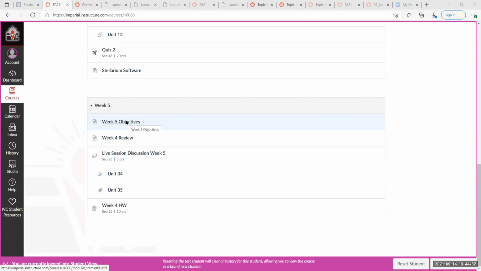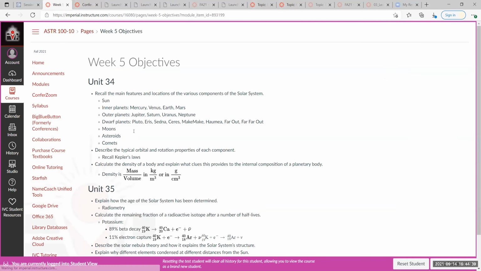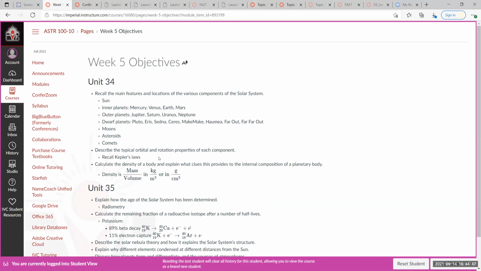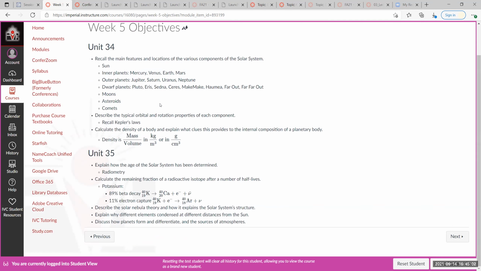So week 5 objectives are in here, okay? These are the concepts that are covered in this week. So what we're talking about is the solar system this week, okay? This is unit 34 and 35 from the book. So we're going to do a little bit of jumping in and out of the book because of the order that we want the class to be delivered. So units 34 and 35 basically talk about 2 items really, okay? The first one is an overview of the solar system.